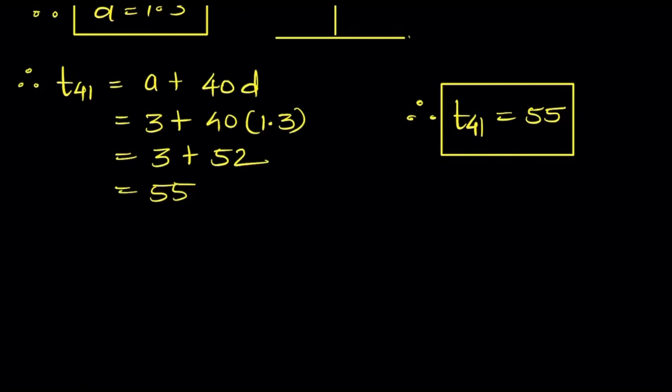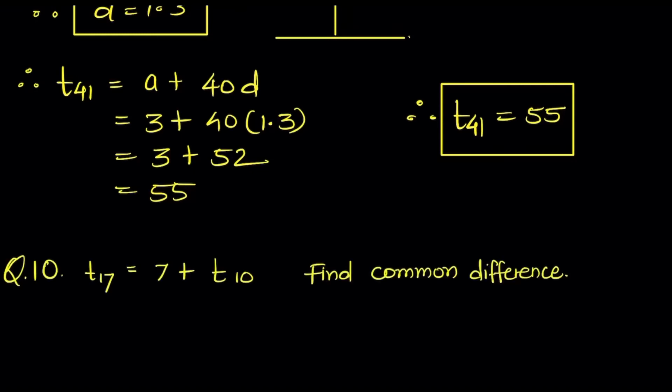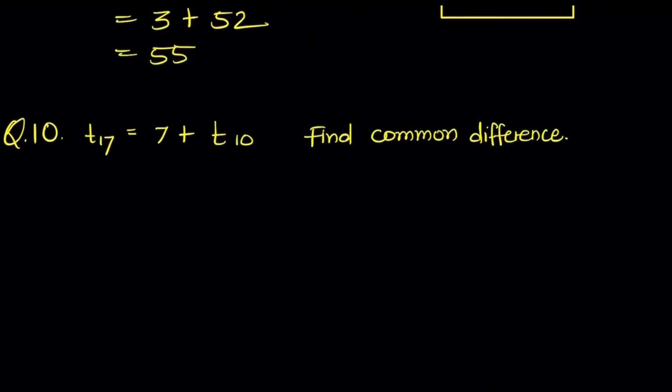So T41 is 55. We used the formula for Tn 3 times here to find the answer. The next and last question of this video is question number 10. T17 is 7 more than T10, find the common difference. I have compressed the question into an equation like this.